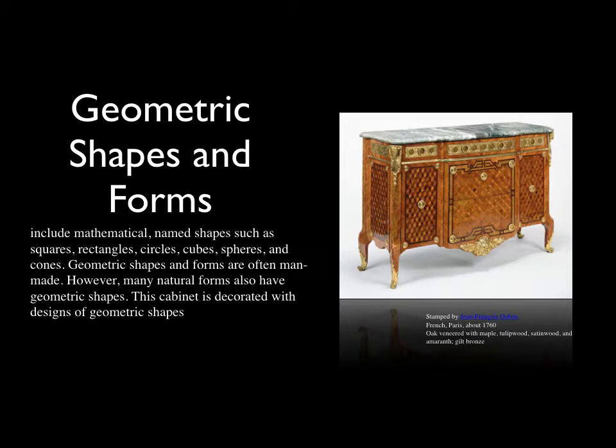Geometric shapes and forms are those that are man-made. They often include mathematical name shapes such as squares, rectangles, circles, cubes, spheres, cones. Geometric shapes and forms are often man-made, although there are some natural forms that also have geometric shapes. You can see this cabinet is decorated by circles, triangles, rectangles, and it's a big rectangle itself, so it's a geometric form.